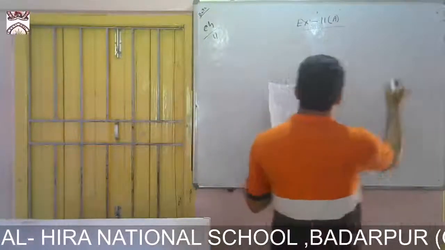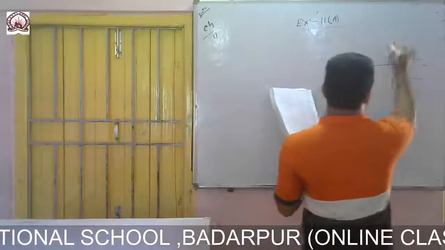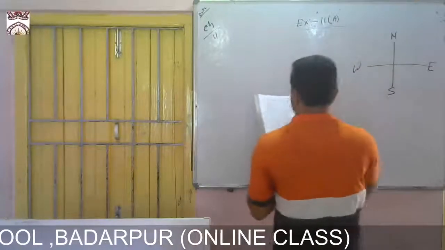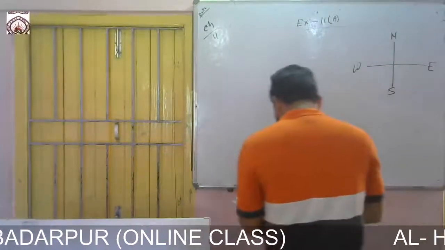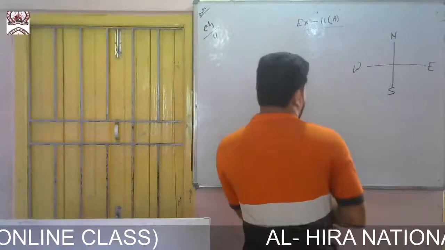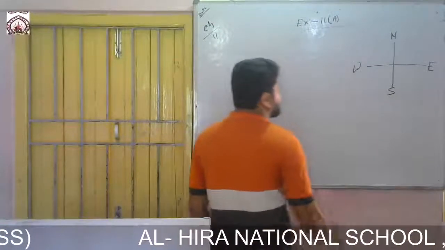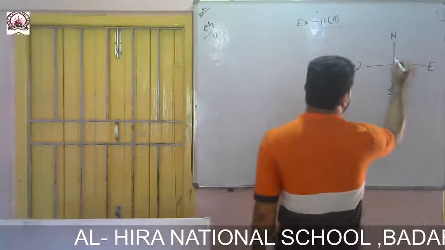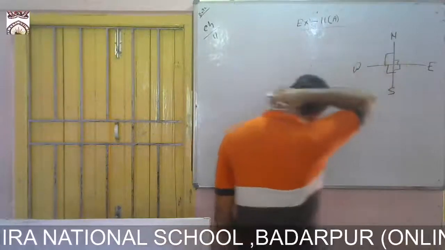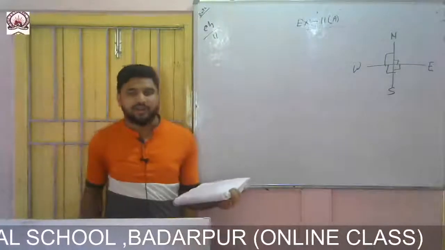So let me draw it. It will be north, south, east and west. Okay, north, south, east, west. So what we know is that this part makes 90 degrees, this also 90 degrees, this also 90 degrees and this also 90 degrees. So all are perpendicular to each other. That means each part is 90 degrees.